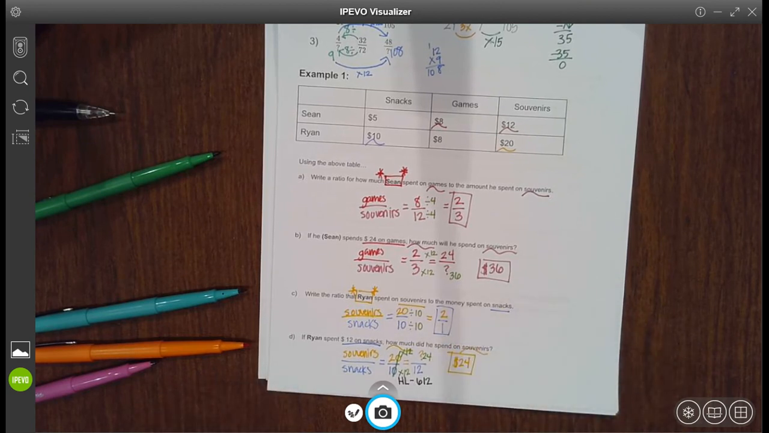on souvenirs, which makes sense because it was supposed to be double the amount he spent on snacks, because earlier we said however much he spent on snacks, he spent twice that amount on souvenirs. And that's how you use ratios to help you solve for unknowns. Congratulations on mastering yet another standard.